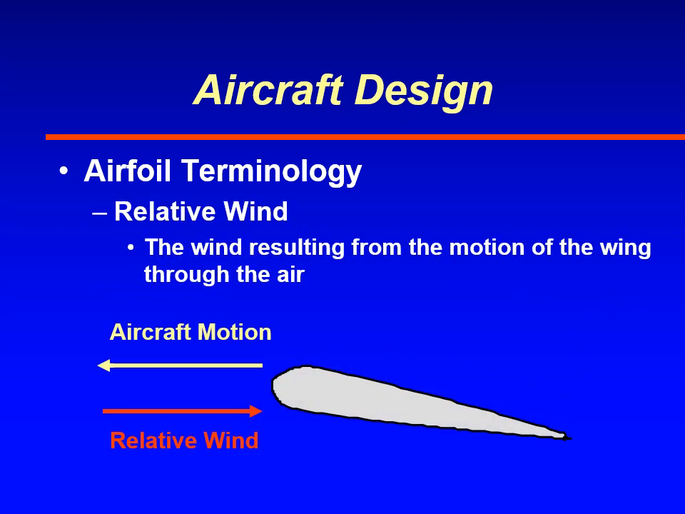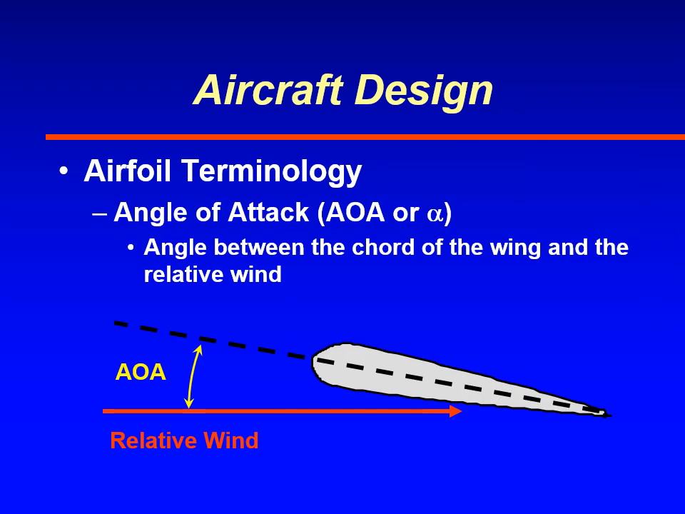And as an aircraft goes through the air, it sees a wind that's blowing over the wing, and we call that the relative wind. It's the wind that results from the motion of the wing through the air. So the angle between the relative wind as it approaches the wing and the chord line is known as the angle of attack. We also call that alpha.